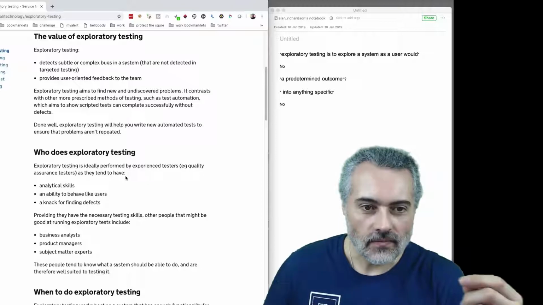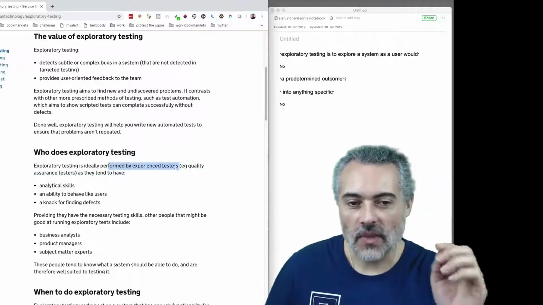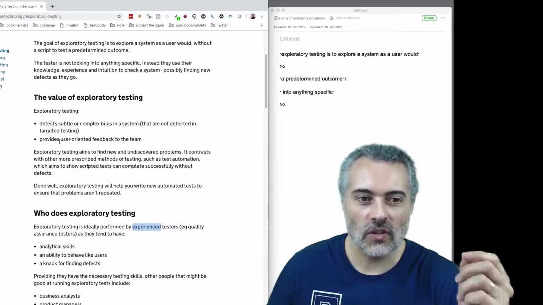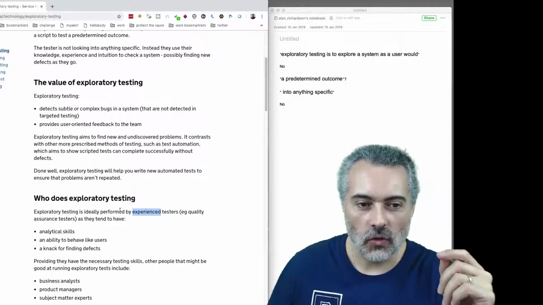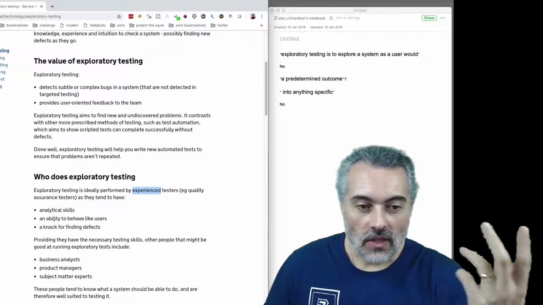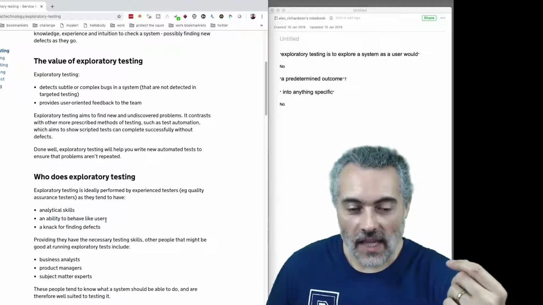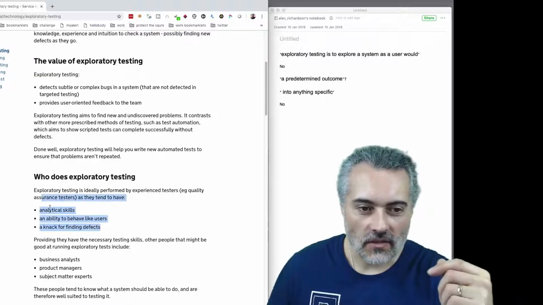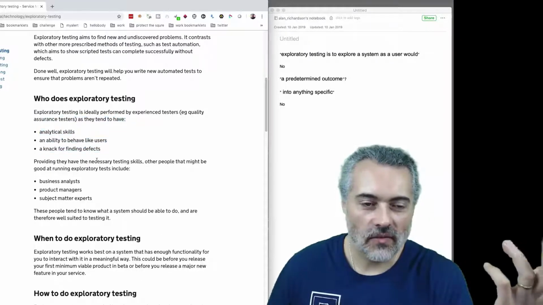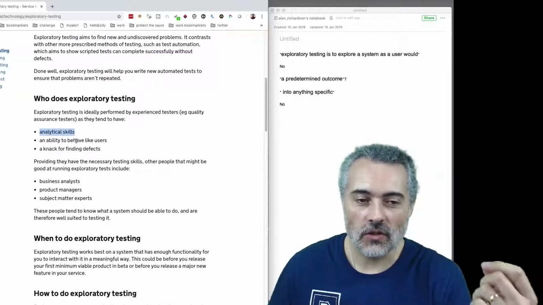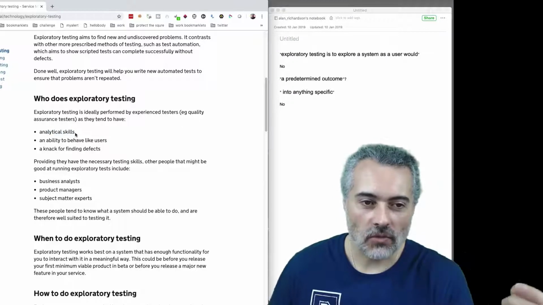Who does it? Okay, ideally performed by experienced testers, but then we're wasting those experienced testers on testing like a user. That doesn't seem like a good focus. Quality assurance testers have analytical skills, okay, an ability to behave like users. I very often lack the ability to behave like a user. A knack for finding defects. Okay, I mean, this is just any tester, right? You want, particularly scripted testers, you want analytical skills because you have to come up with the scripts in the first place. So this is not exploratory or non, this is just testers.